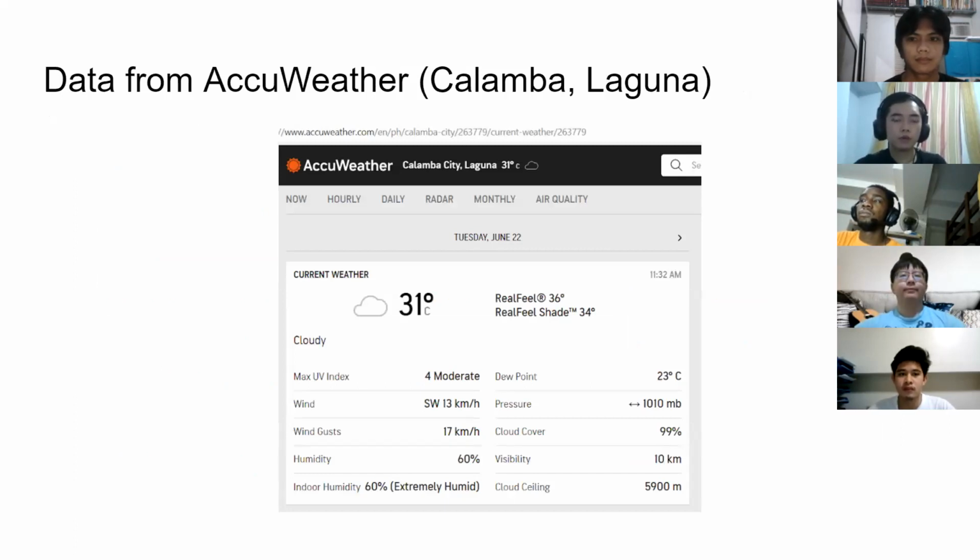Now we move on to our third trial, which was taken from data from AccuWeather for Calamba, Laguna on Tuesday, June 22 at 11:32 a.m. For our analysis, the two values that we took from AccuWeather were the dew point temperature and the relative humidity. The value that we did not take was the dry bulb temperature, which is the current weather here. We had to convert the values of the temperature to Fahrenheit so that we could plot it on the psychrometric chart.